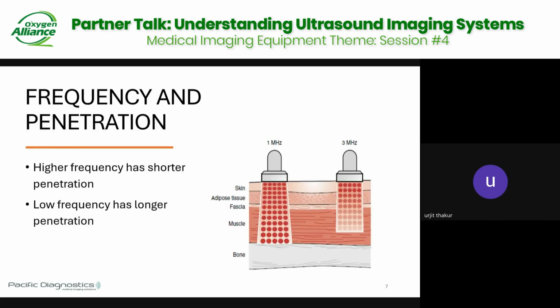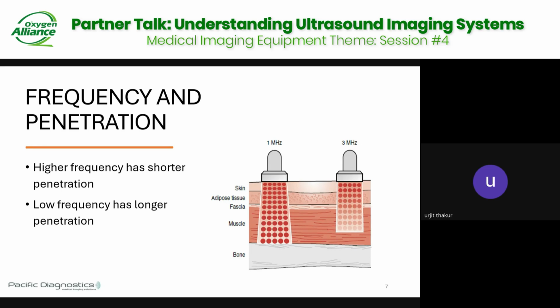Also, frequency has a relationship with the penetration. Now, the higher frequency does give higher resolution, but at a cost of penetration. As you can see from the image on the right side, the 1 megahertz frequency is lower, so it is penetrating almost all the way to the bone. But the 3 megahertz ultrasound wave is only penetrating till the muscle. It's not reaching near the bone. So the lower frequency has a longer penetration, and the higher frequency has less penetration.